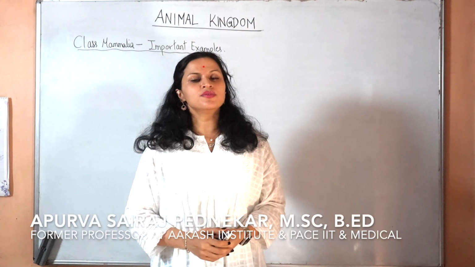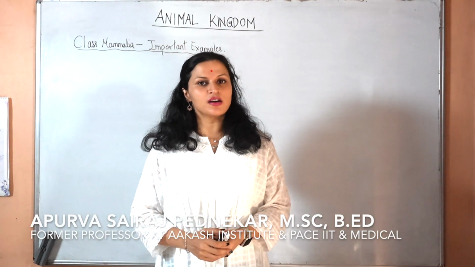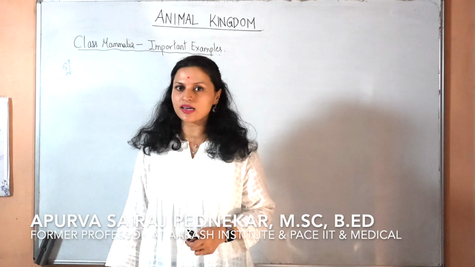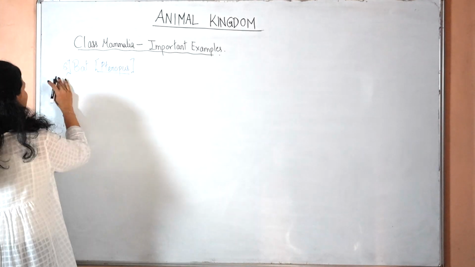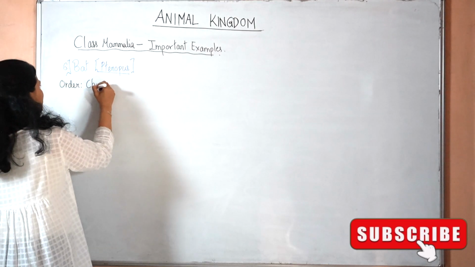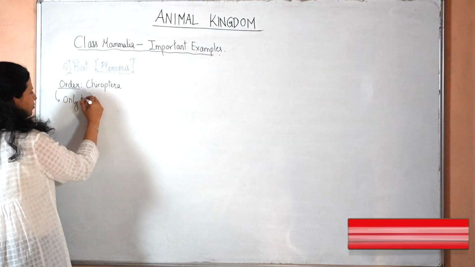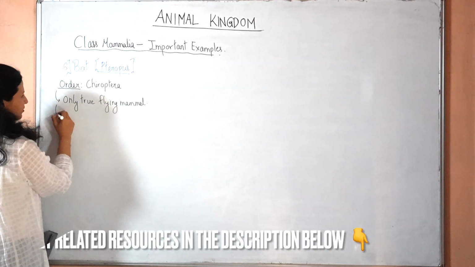Students, let us continue with the important examples of class Mammalia. We are taking the sixth example, that is the bat. Scientific name is Pteropus. It belongs to the order Chiroptera. It is the only true flying mammal. You know that the bats fly, right?